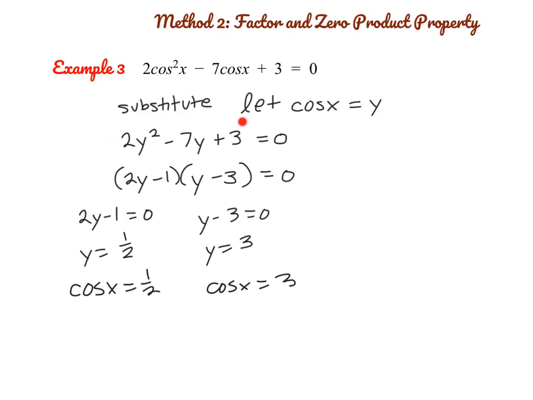Alternatively, if you don't want to substitute and you see how this is factorable, you could go straight to the factors using cosine. So you could just go straight to this step: 2 cosine of x minus 1, cosine of x minus 3 equals 0, and then you could do zero product property from there, and you would end up with these same two things. So whether you want to substitute and solve before you resubstitute, or if you just want to go straight to the factoring, either way is fine.